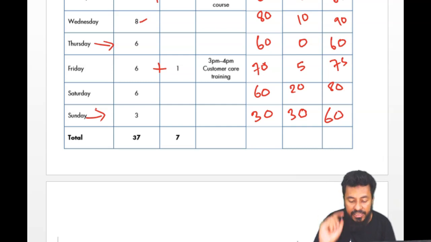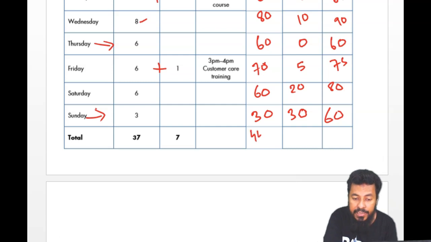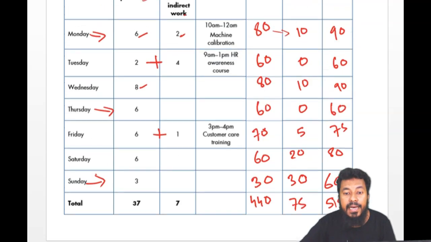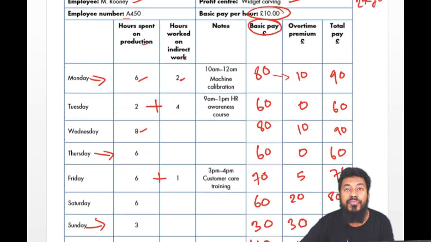That's it, guys. You just need to get the totals. The calculator says the total of the basic is 440, premium 75, and total payment is 515. And that is the calculation of your labor costing. Hope it helped you.